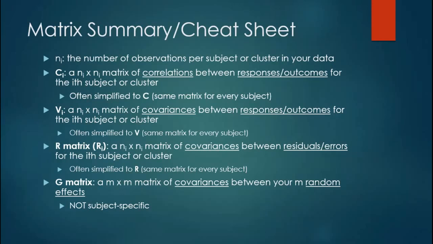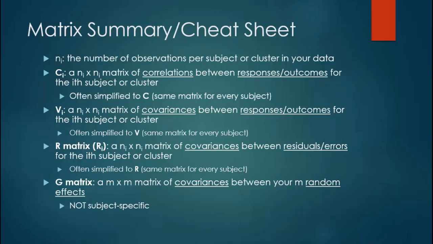Some of these things won't make sense to you, but I hope it'll be a useful reference guide as we go through and you say, wait, what is CI again? What does that mean? What does that represent? So NI is the number of observations per subject or cluster in your data. That's standard Dr. K terminology throughout the course. CI is an NI by NI matrix of the correlations between responses or outcomes for the ith subject or cluster.